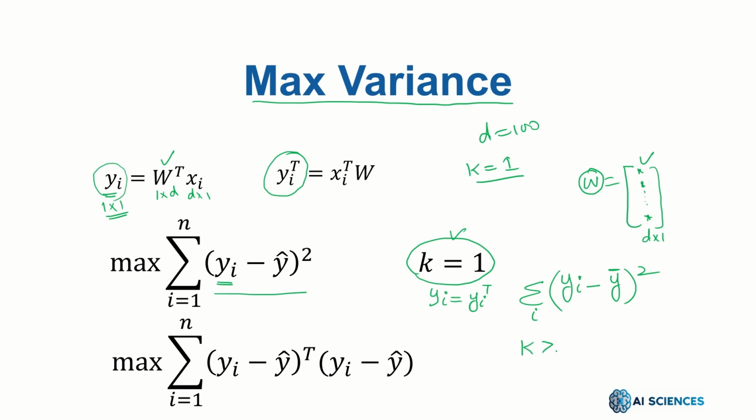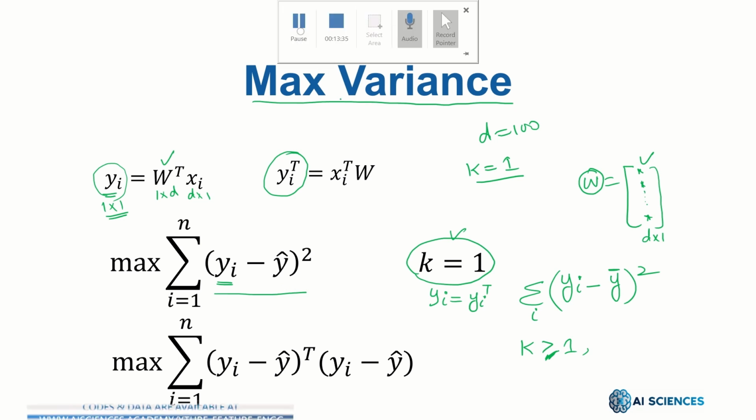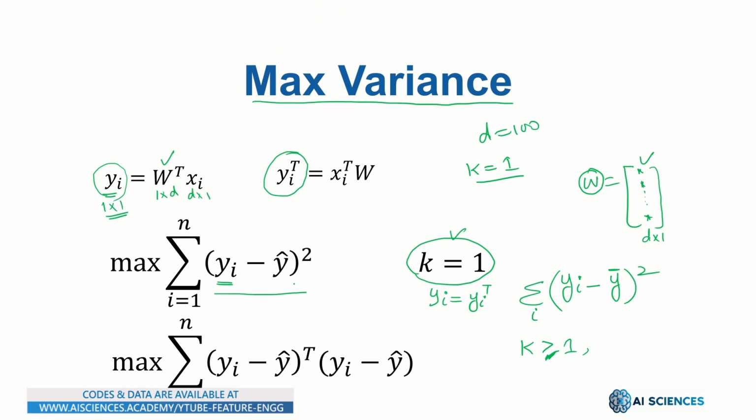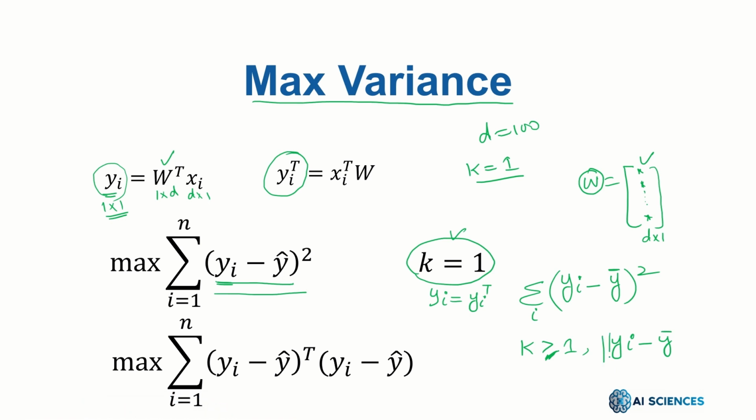For k greater than 1, this particular formula, yi minus yi hat, can be written with yi being a vector rather than just one number. It will be a vector of more than one value, minus y mean, which will also be a vector, and then we will be computing a squared norm, maybe a Euclidean norm, of this. So this formula goes to norm squared if k is larger than 1.